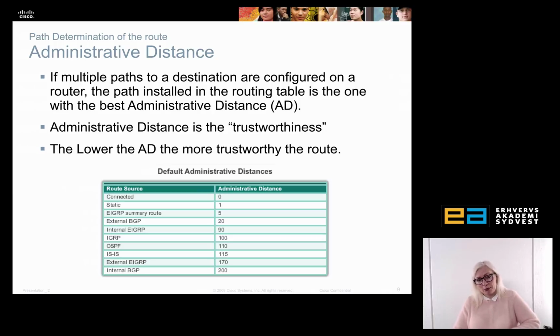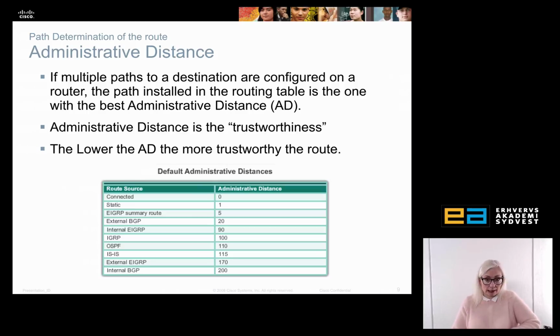Sometimes we have different types of routing protocols and different types of routing types running in the same network, and then we use the administrative distance. This is just a way of telling which routes are more trustworthy than others. And we will always choose the route with the lowest AD. So the lower the AD, the more trustworthy it is.